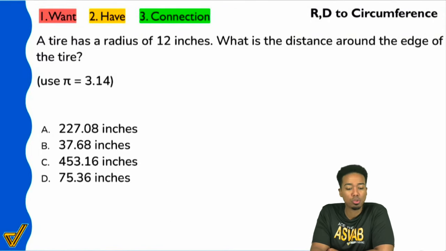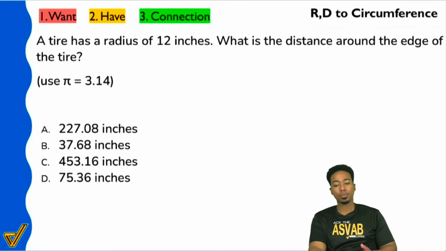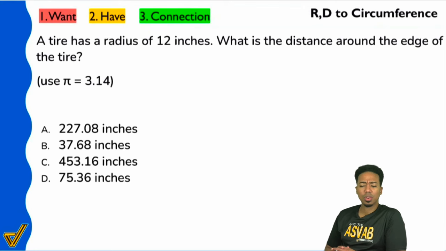So with that, let's go ahead and switch it up just a little bit. Here, we're going to be talking about going from the radius or diameter to the circumference. So how do I know that in this question, we're dealing with circumference?